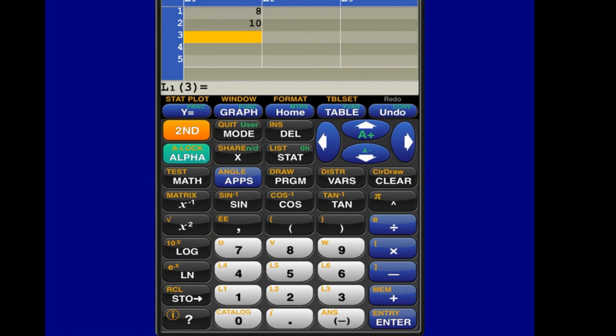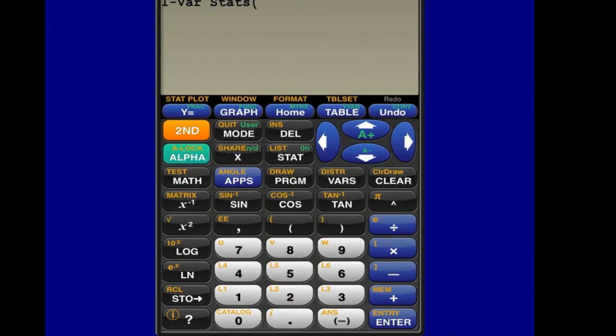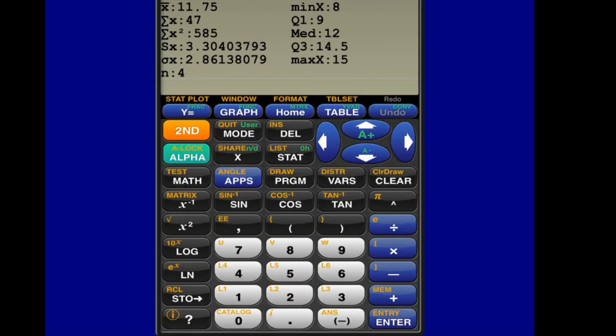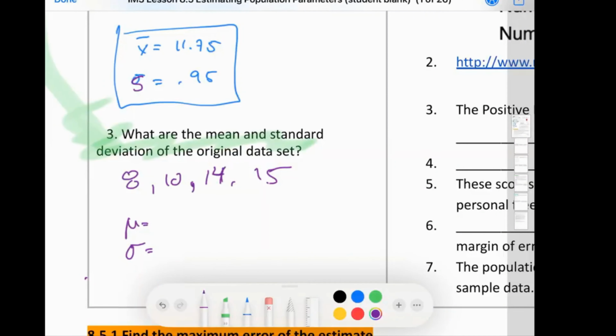These are the original numbers from the top of the problem. 14 and 15. Stat, calc, one var stats. And my numbers are 11.75 and 2.86. So that would be 11.75 and 2.86.